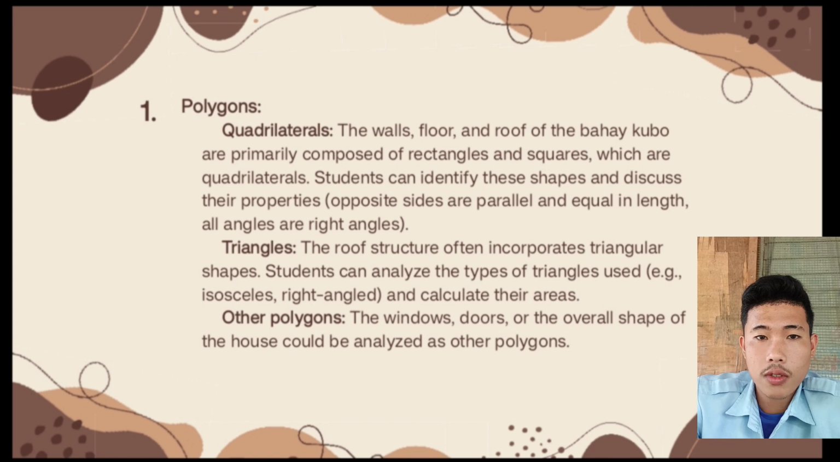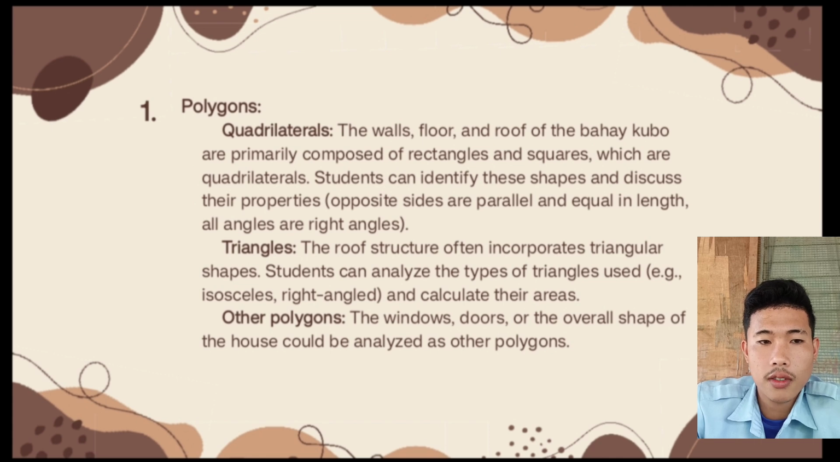Quadrilaterals. The walls, floor, and roof of the bahay kubo are primarily composed of rectangles and squares, which are quadrilaterals. Students can identify these shapes and discuss their properties. Opposite sides are parallel and equal in length. All angles are right angles.